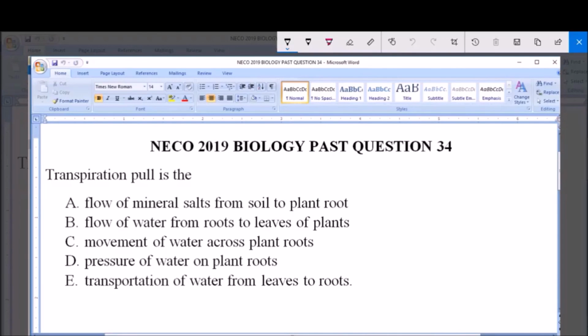I will be answering NECO 2019 Biology Past Question 34. Transpiration pull is the A. Flow of mineral salts from soil to plant roots. B. Flow of water from roots to leaves of plants. C. Movement of water across plant roots. D. Pressure of water on plant roots. And E. Transportation of water from leaves to roots.